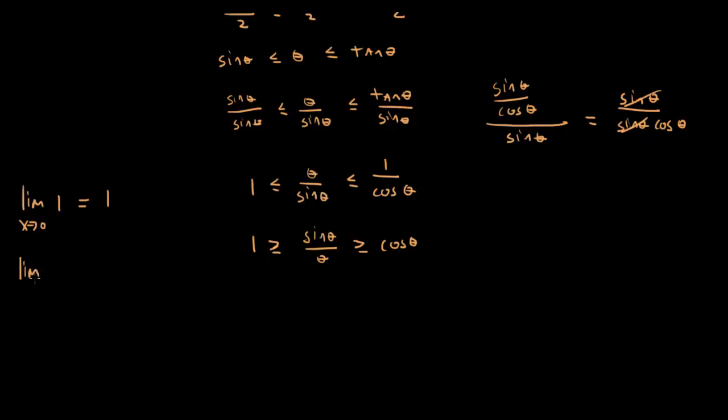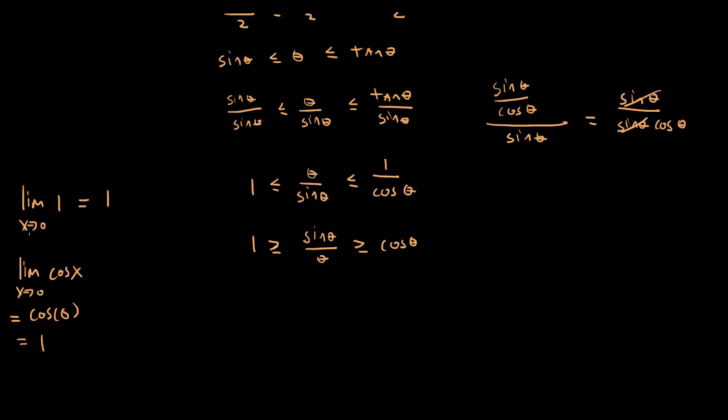What about the limit as x approaches 0 of cosine x? What's that limit? Well, cosine is defined for all real numbers, so just directly substitute. What's cosine of 0? Cosine of 0 equals 1.